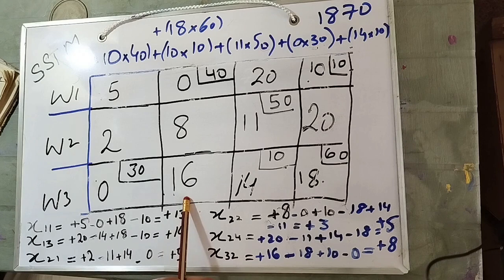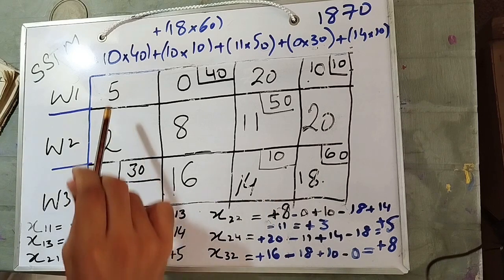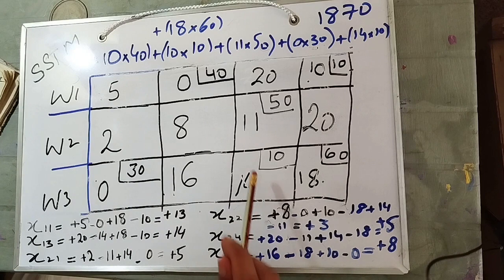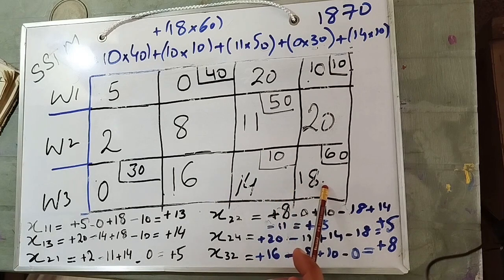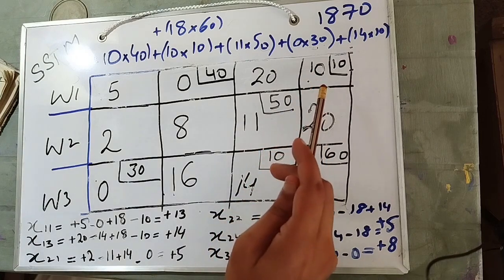X32 is the last one, 16. So for the 16, we need to see whether the loop is the closed loop or the long loop. So for the closed loop, we try to find in the horizontal manner. 14 and 0 is there. So with the 0 there is no loop as such. With the 14 there is no loop as well. So we will cross 14 and we will go to 18. From 16 we will go to 18, and from 18 we will see in the vertical manner, do we have a choice? Yes, we have a choice of 10.